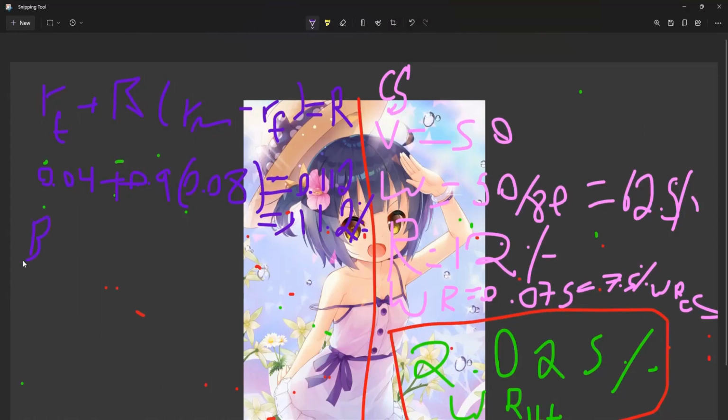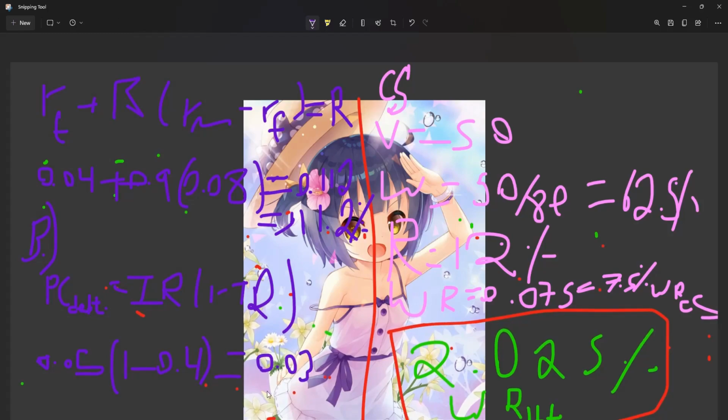For B, let us continue. The post-tax cost of debt is equal to the interest rate multiplied by 1 minus the tax rate. Therefore, it's going to be 0.05 multiplied by 1 minus, and I said earlier in the question that it pays tax at 40%, so 0.4. And this should give you 0.03 or 3%.